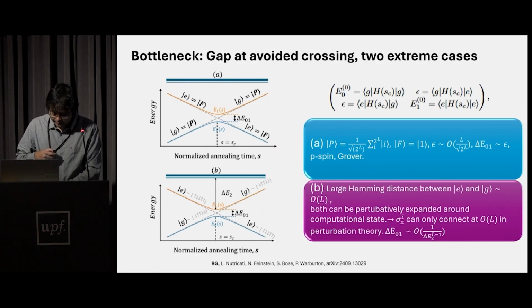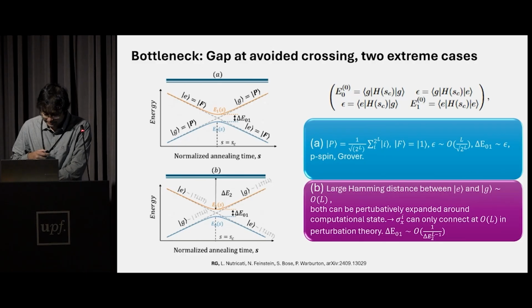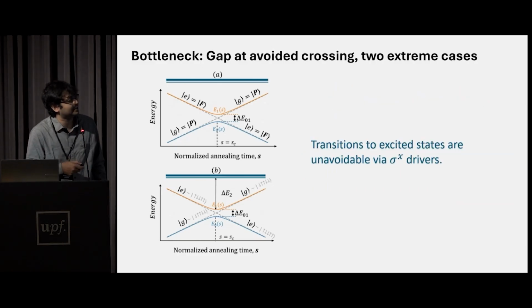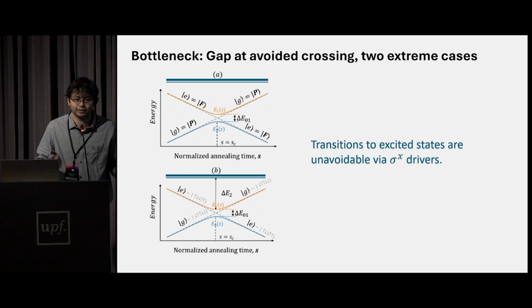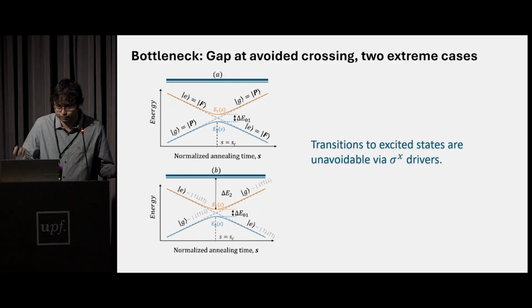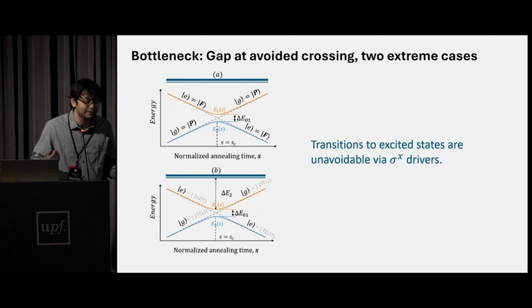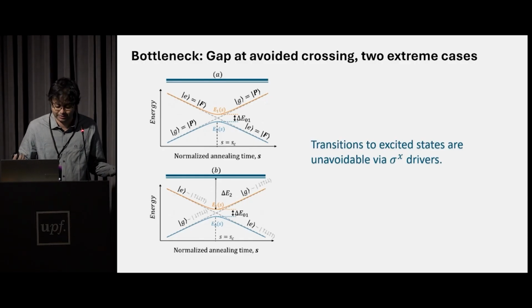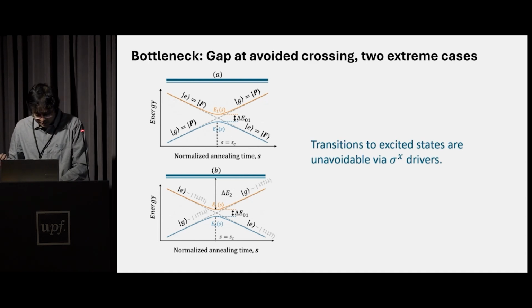And the crucial thing which you should know is that this basically means that transitions to excited states are unavoidable via sigma x drivers, because otherwise you need to go really, really slowly, which is not possible. So if you just do sigma x drivers, you're going to transition to excited states. You cannot help it. The gaps are so small in these scenarios. Great.